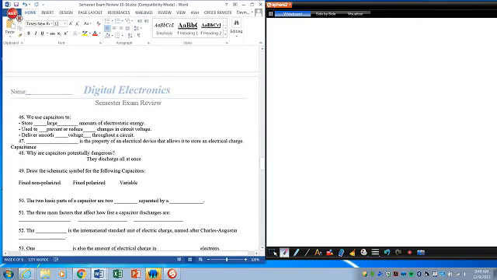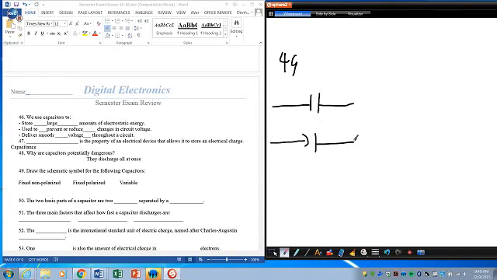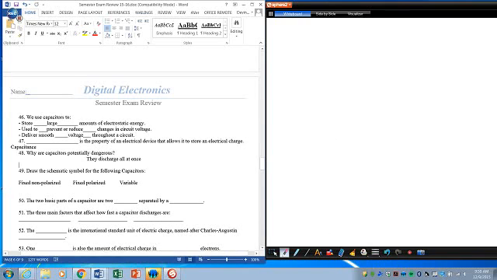Okay, number 49. I ask you to draw symbols for following capacitors. The first one, fixed non-polarized, looks like something like this. So that's how a capacitor looks like. Fixed polarized looks something like this, okay, with the plus. And the last one, variable, looks like that. So just kind of know what it looks like, okay. Let's skip number 50.